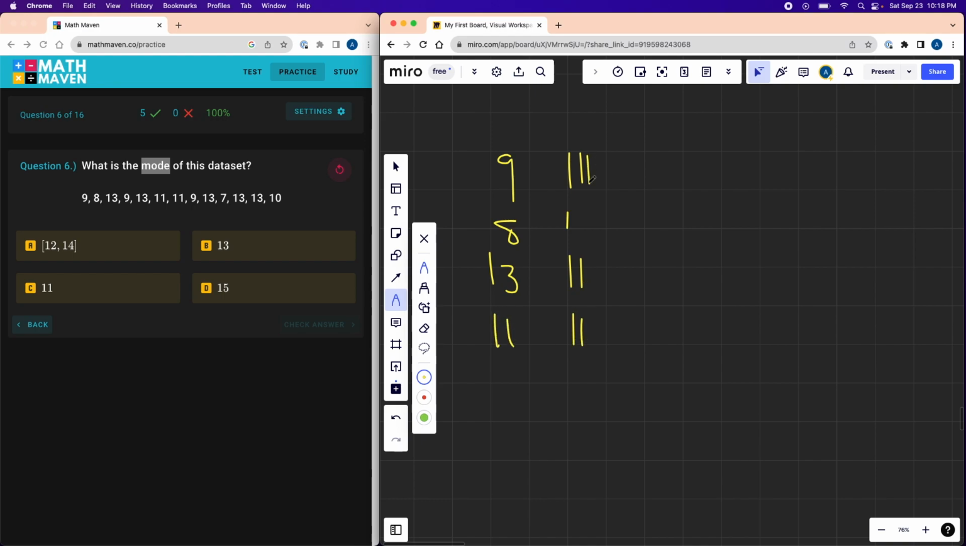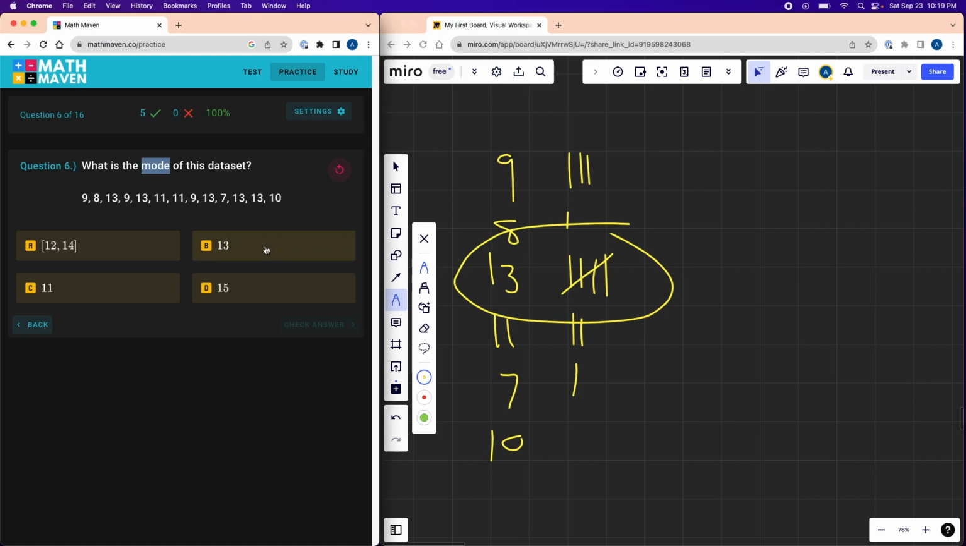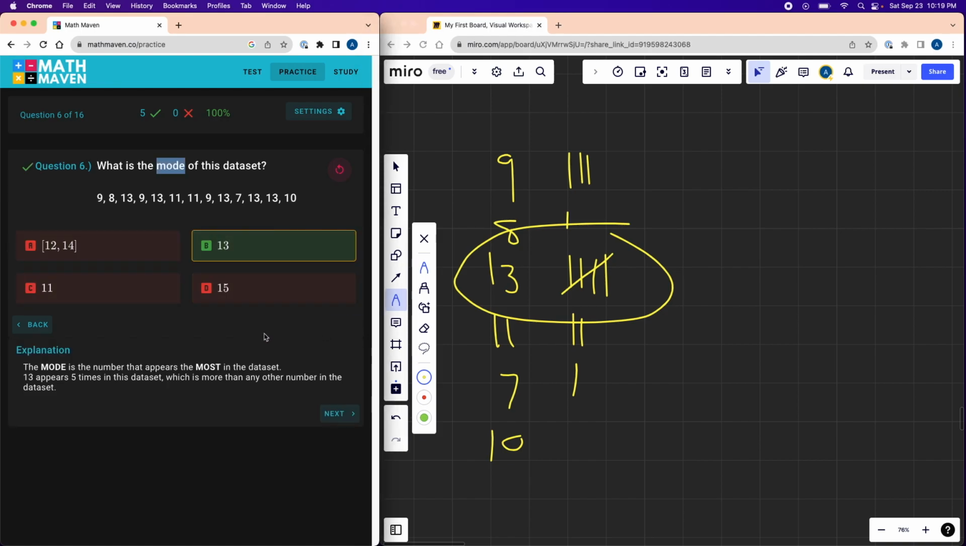We have another 9, so put another tally by the 9. Put another tally at the 13. We have a 7 here. We have another one for 13, another one for 13, and then we have a 10. All right, and I went through all the numbers here, so now we'll just look at which one is the most here. Well, clearly 13 appears 5 times in this data set, so go ahead and select that one, and that turns out to be the correct answer. All right, let's move on to the next question here.